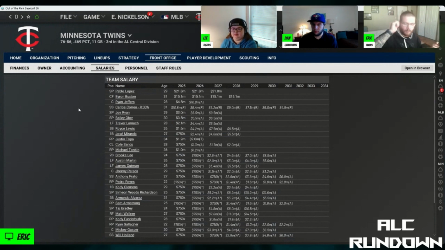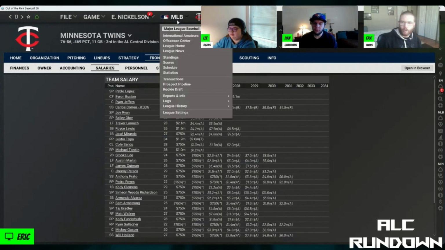He has one year left before he goes to free agency. Who knows what they're going to do with him? It really depends on what the Twins front office thinks they're going to do with this team. If they don't think they're going to be competitive, which they probably should believe they're not going to be competitive, if the payroll sticks at $95 million, you can probably look to trade Jeffers, who's probably going to make around $6.5 million in arbitration.